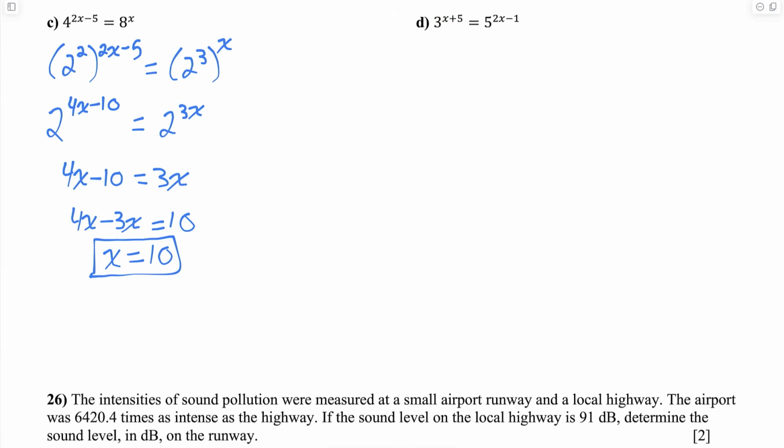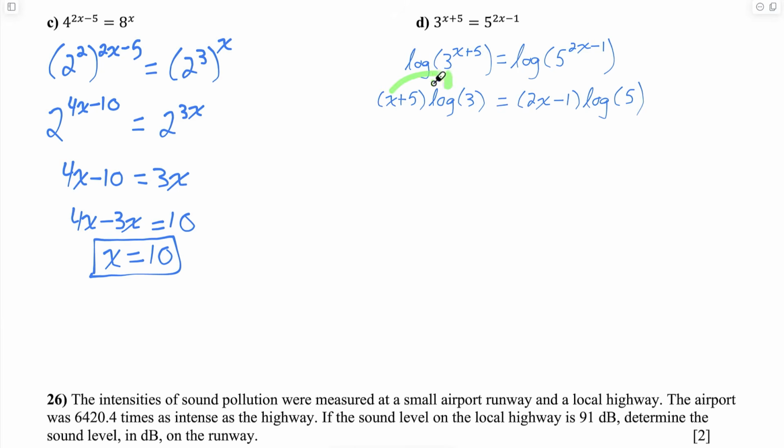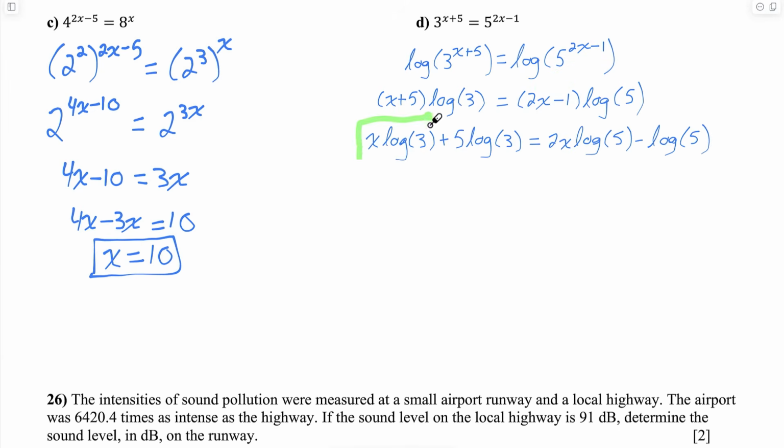Part D, however, it would not be easy to rewrite 3 and 5 as powers with the same base. So instead what we'll do is we will take the logarithm of both sides. And then the power rule of logarithms tells me I can take the exponents of the arguments and write them as the coefficients of the logs. And then on the left, I'll do x times log 3 plus 5 times log 3. And on the right, I'll do 2x times log 5 minus 1 times log 5. And then I'll rearrange this equation so both of the terms that have an x will be on the same side of the equation. And both of the constant terms will be on the other side of the equation.